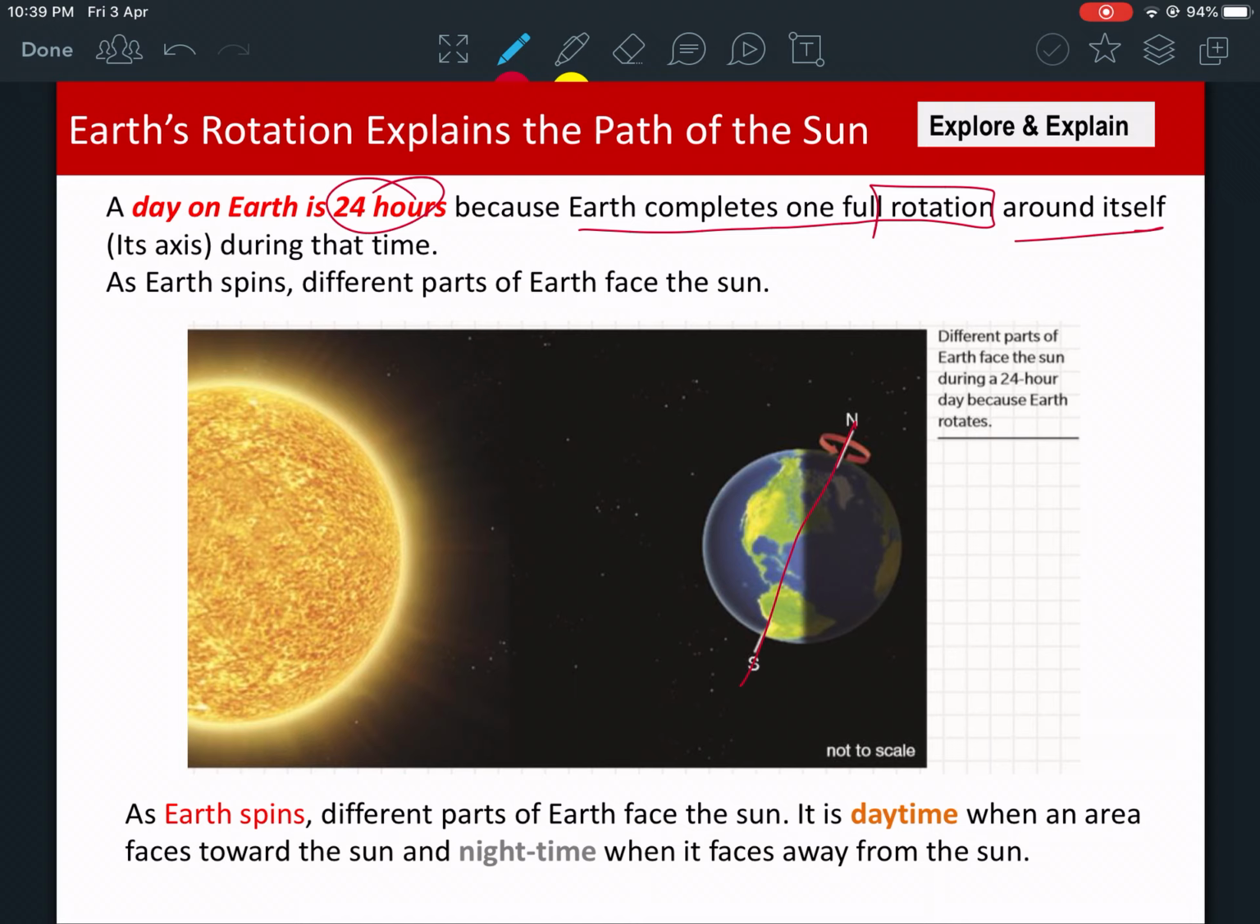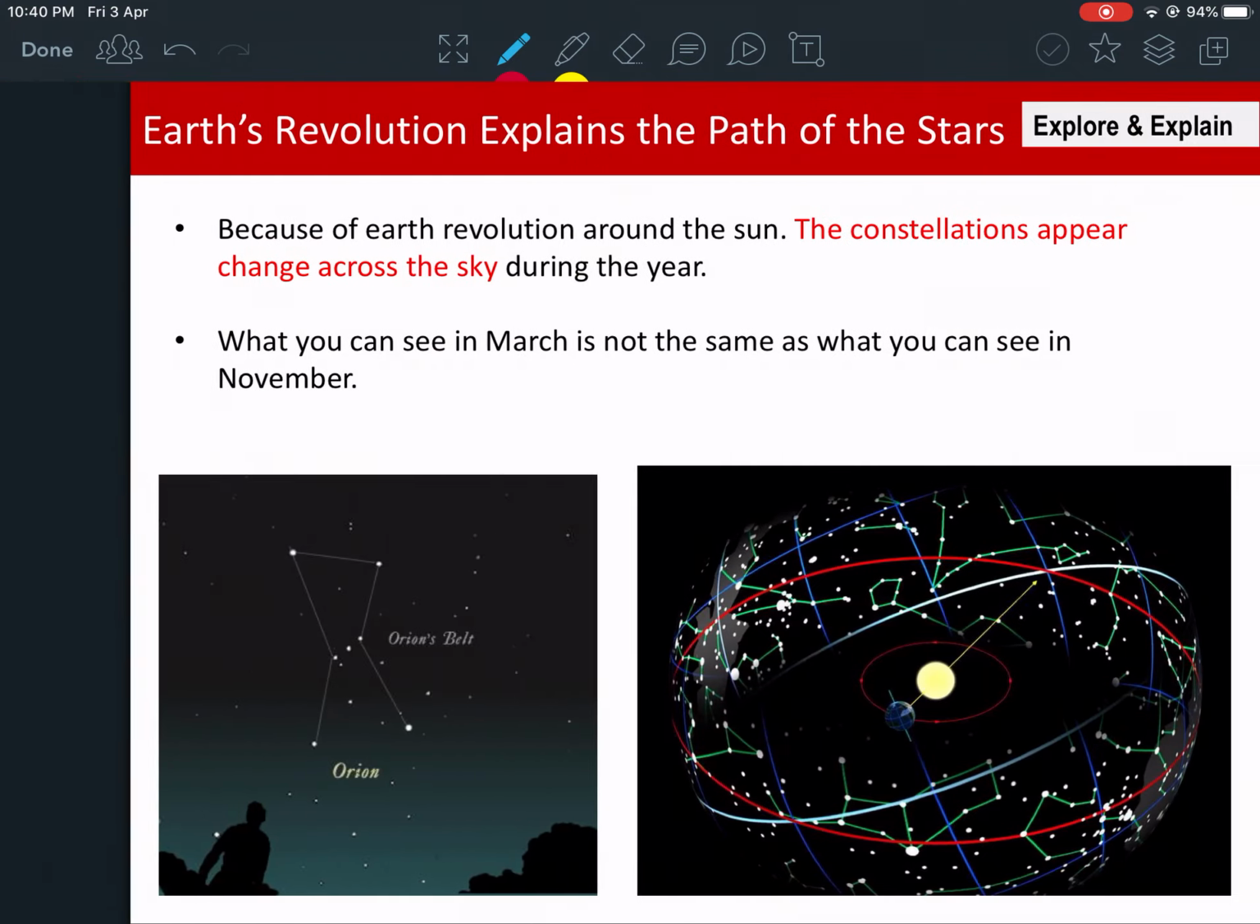As the Earth spins, different parts of the Earth face the sun. We already talked about that. So the Earth rotates around itself, and it takes 24 hours to do that. Daytime is when an area faces toward the sun, and nighttime is when an area faces away. This was just revision from before.